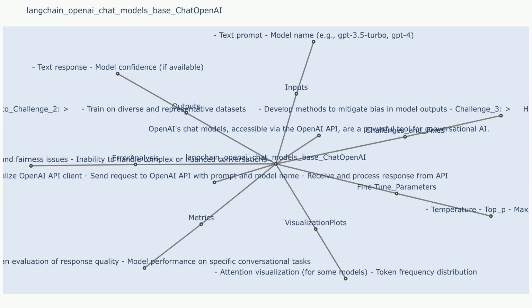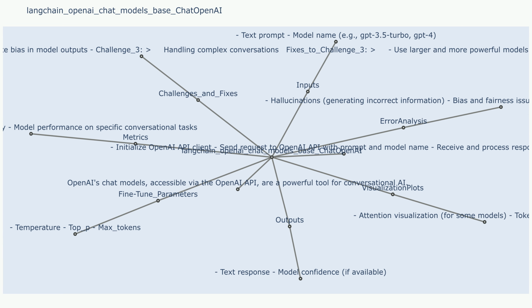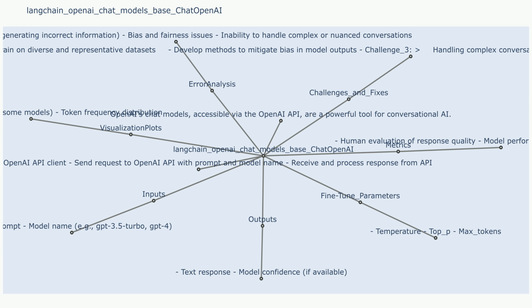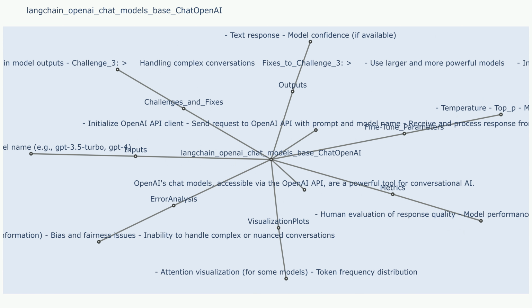Metrics. Perplexity, a measure of how well the model predicts the next token in a sequence. Lower perplexity indicates a better understanding of the input text. Accuracy, the percentage of correctly answered questions or tasks. Visualization plots. Response length distribution, a histogram showing the frequency of different response lengths. Token frequency, a bar chart showing the frequency of different tokens in the model's responses.